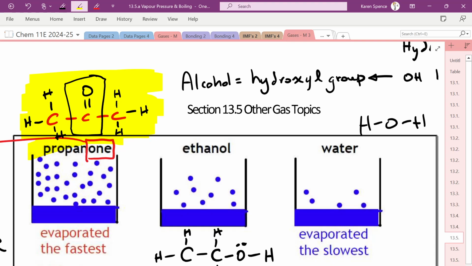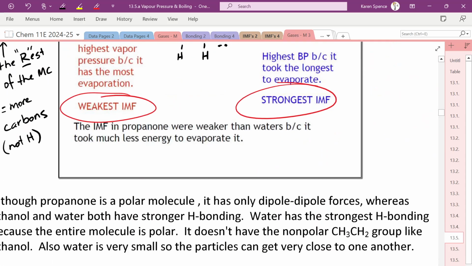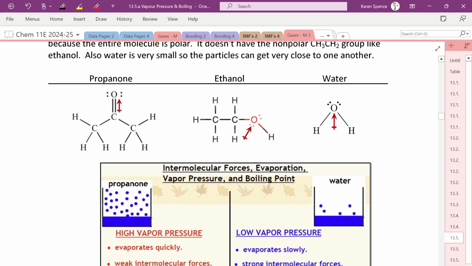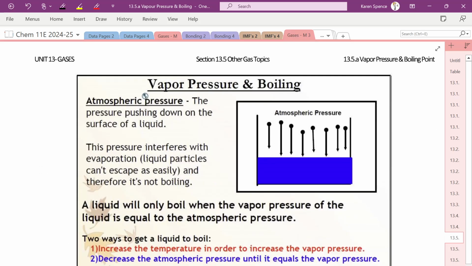Dipole. Yeah, because we're going to have a dipole moment here because oxygen is quite electronegative. Do you remember that? Okay, so we've got our dipole moment pointing towards the oxygen. So this will be slightly negative and this end will be slightly positive. Okay. Oh, and look, we have it all down here anyway. There we go. Propanone, ethanol, water. Vapor pressure and boiling.